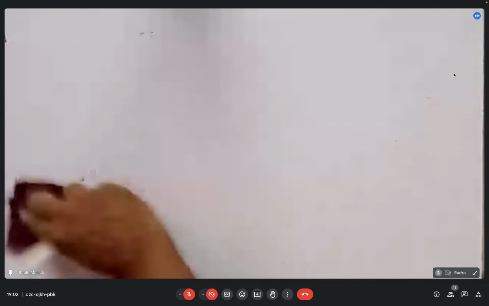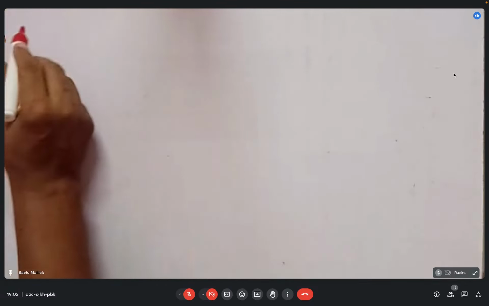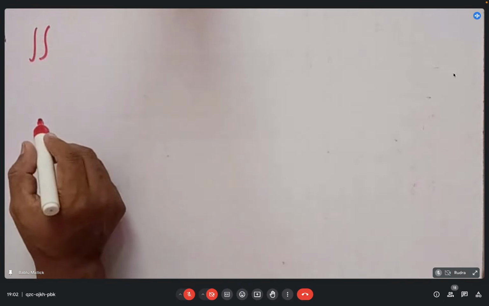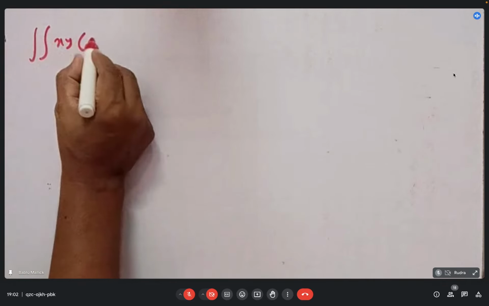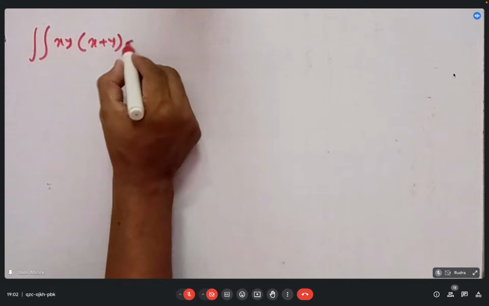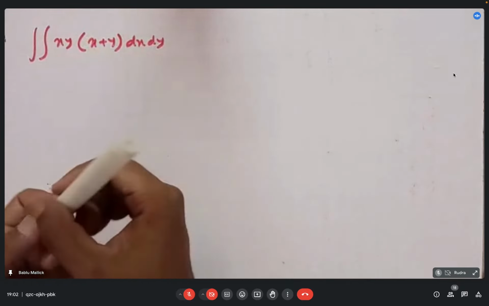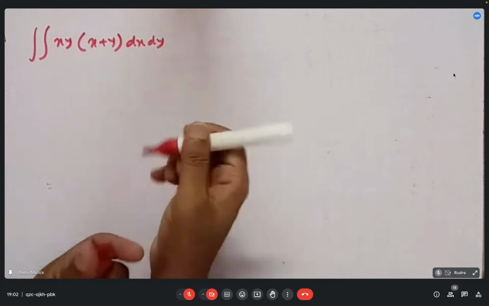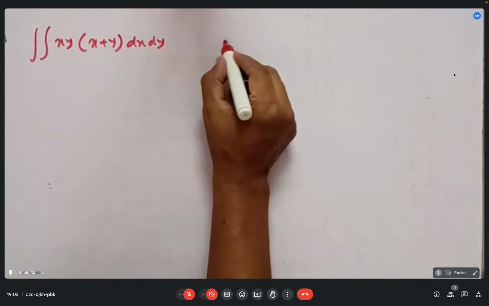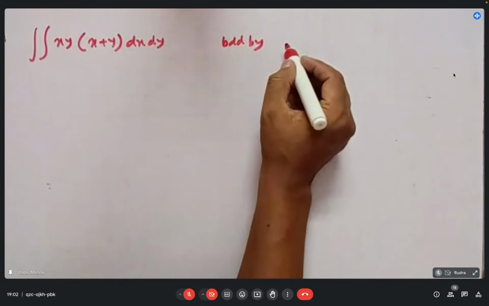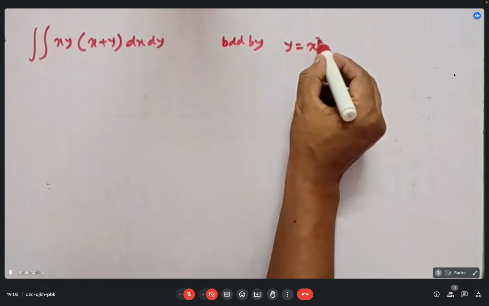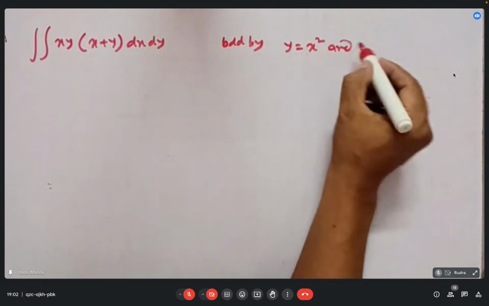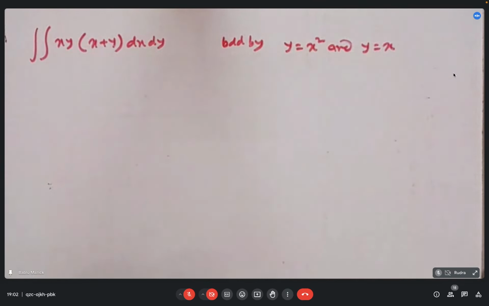Write: evaluate double integration xy into x plus y dx dy over the area bounded by y is equal to x square and y is equal to x.